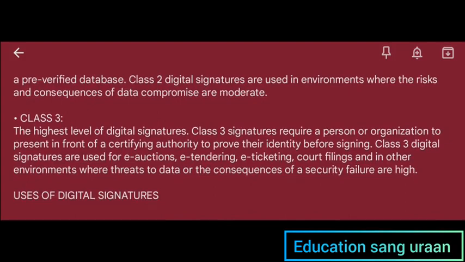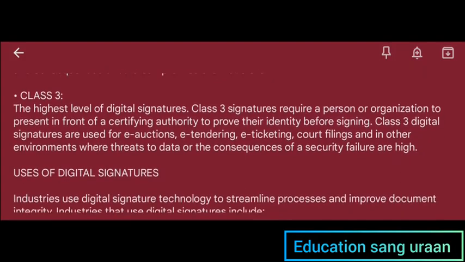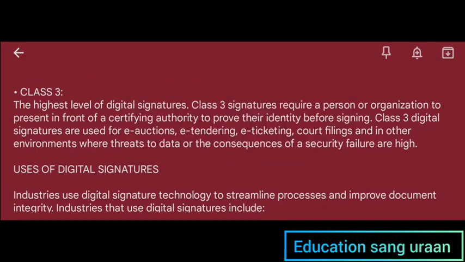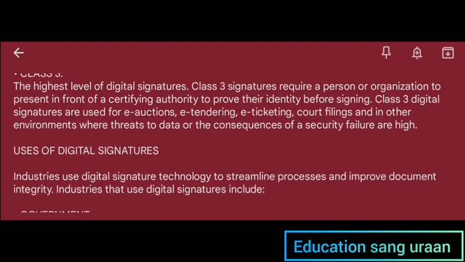Class 3, the highest level of digital signature. Class 3 signatures require a person or organization to be present in front of a certifying authority to prove their identity before signing. Class 3 digital signatures are used for e-commerce, e-tendering, e-ticketing, code filing and in other environments where threats to data or the consequences of a security failure are high.